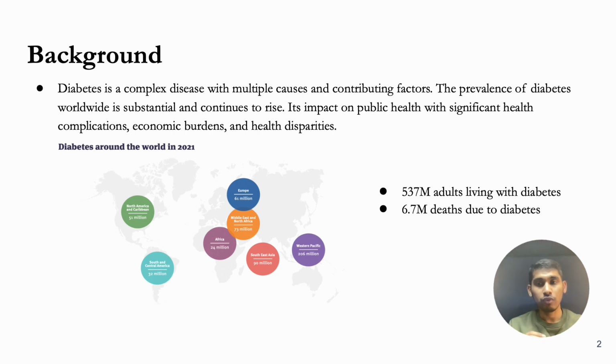Nearly 1 in 4 people with diabetes do not know they have diabetes. In 2019, diabetes was listed as the seventh leading cause of death in the United States. Diabetes is a costly disease. In 2021, the total direct medical cost for diabetes was around $300 billion.